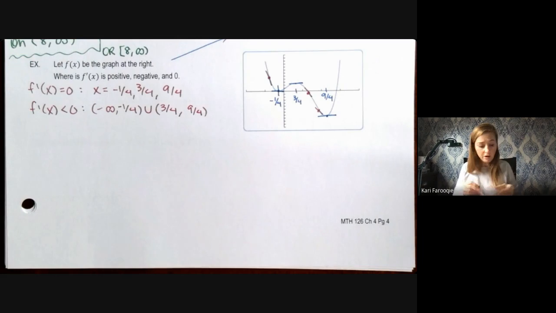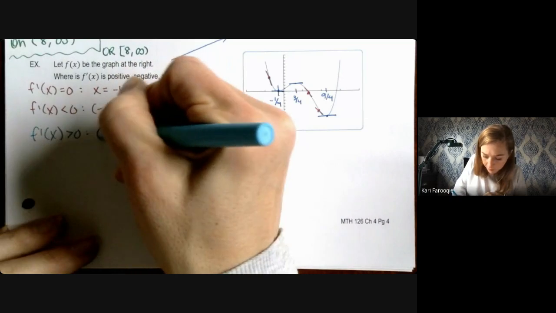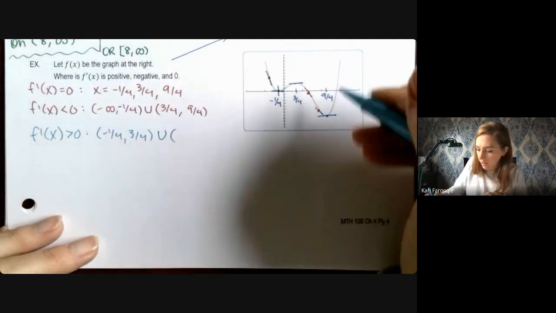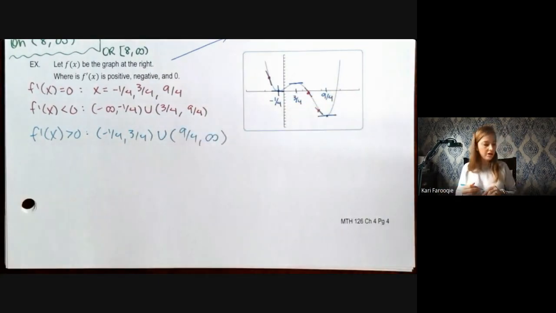And then as far as values where the function would be increasing, I'm looking at values that are between negative 1/4 and 3/4. And then again, from about 9/4 to infinity. I think we are getting a really good sense now for what that means and how it works.